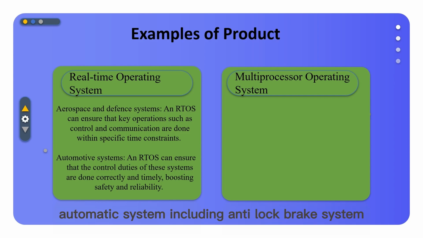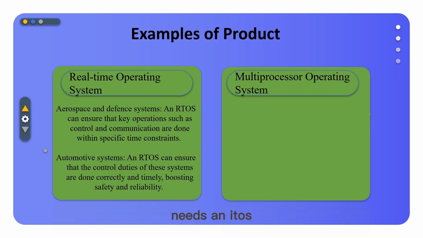Automotive systems including anti-lock brake systems, electronic stability control systems, and engine management systems need an RTOS. An RTOS can ensure that the control duties of these systems are done correctly and on time, boosting safety and reliability.